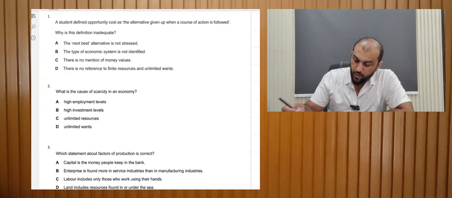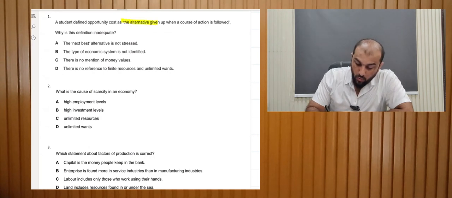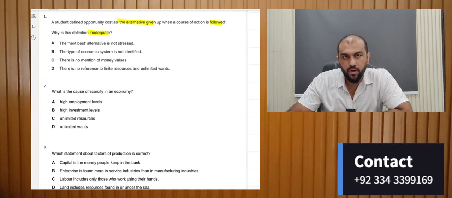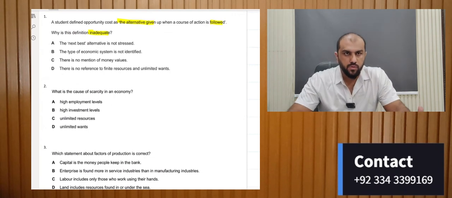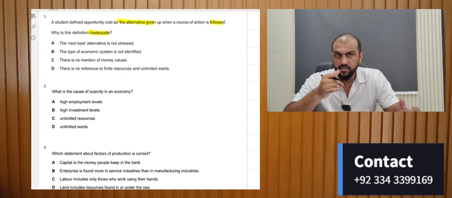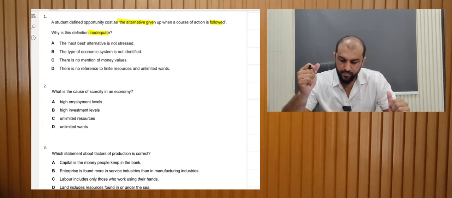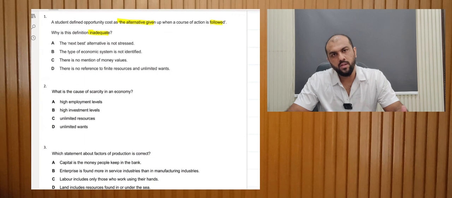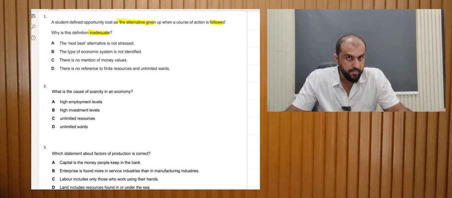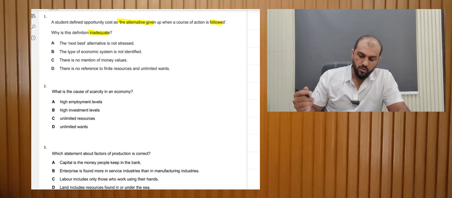A student defined opportunity cost as the alternative given up when a course of action is followed. Why is this definition inadequate? All right, so the definition for opportunity cost is the next best alternative. And in this definition, it just mentions the alternative given up. So why is this wrong?